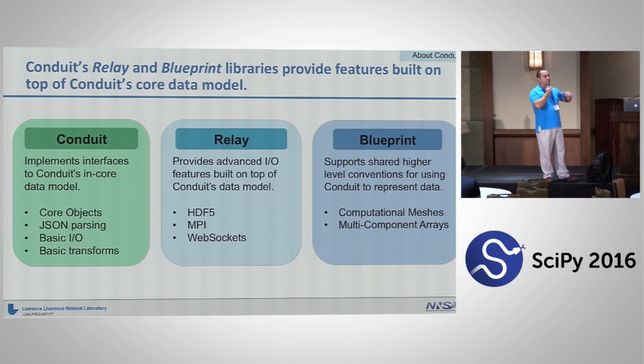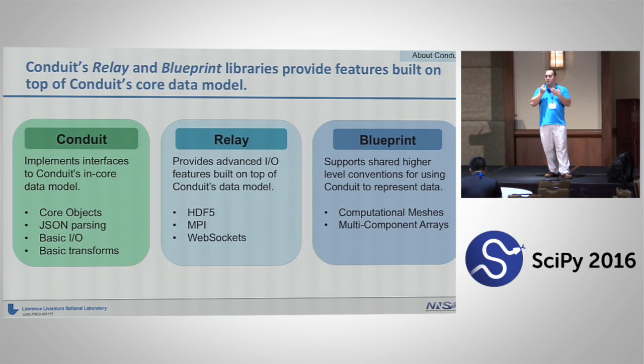So, okay, you can describe trees of data, but that's not necessarily enough. What's a mesh look like? What is a multi-component array? What are the rules for a multi-component array? Things like this. While these won't be as much of a specification as they are runtime checks, it's important to have a way of sharing conventions and a way of validating that your data exists.